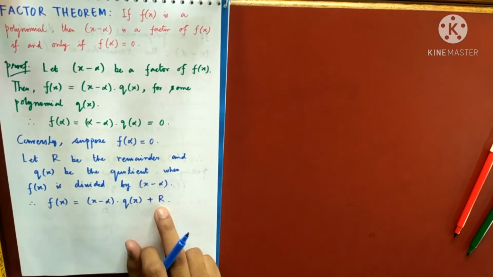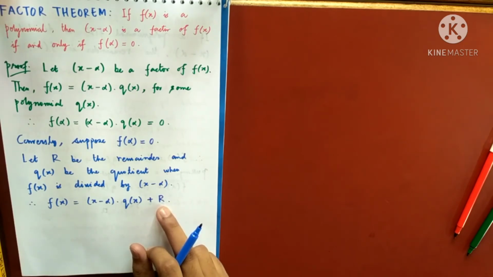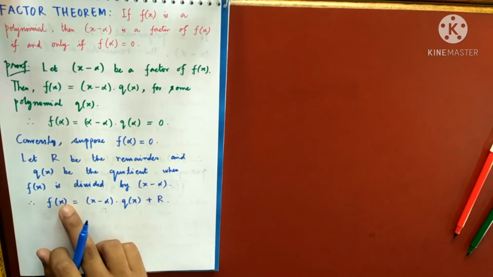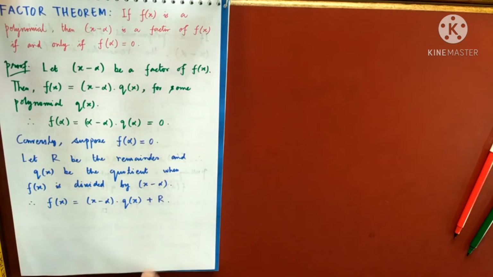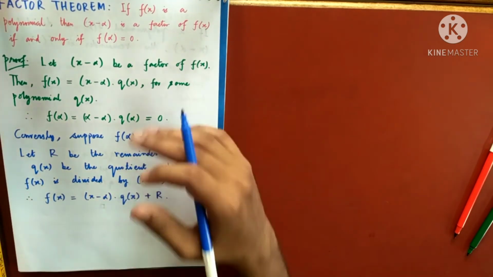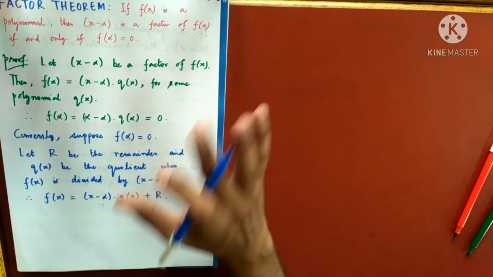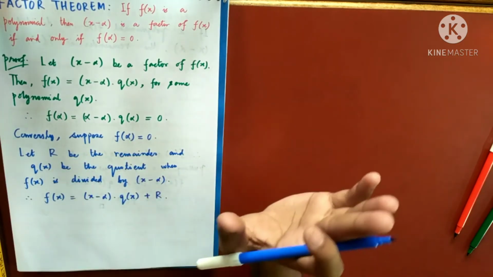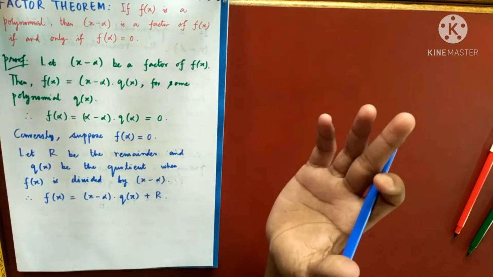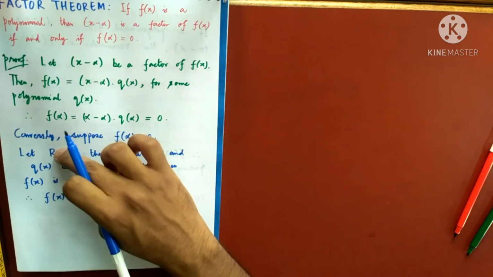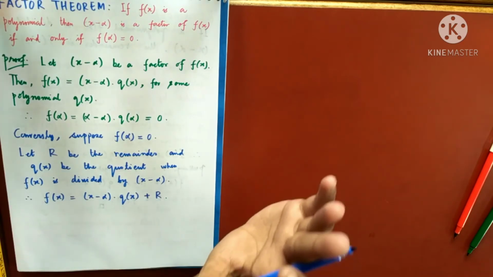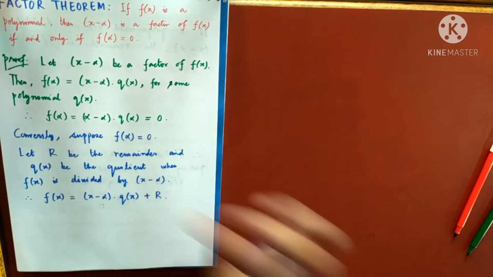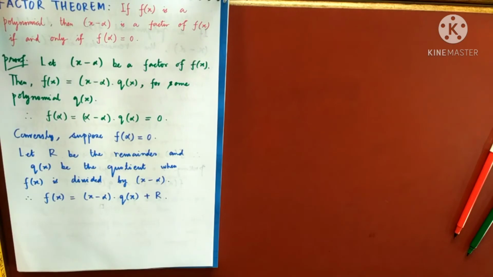So what is my aim? My aim is to show that R will be equal to 0. If R is equal to 0, then I can say that x minus alpha is the factor of f(x). Am I clear up to here? Why did I start like this? I'm assuming that f(alpha) equals 0. Suppose that R is the remainder and Q(x) is the quotient when f(x) is divided by this. Why am I assuming R? Because I know this is a linear polynomial, so the remainder is going to be a number. Right? I'll prove that this number is equal to 0. If you have any doubt up to here, feel free to ask.